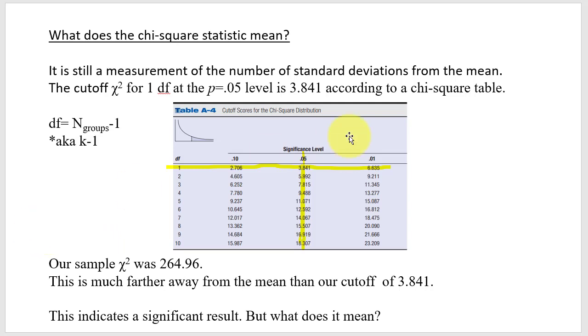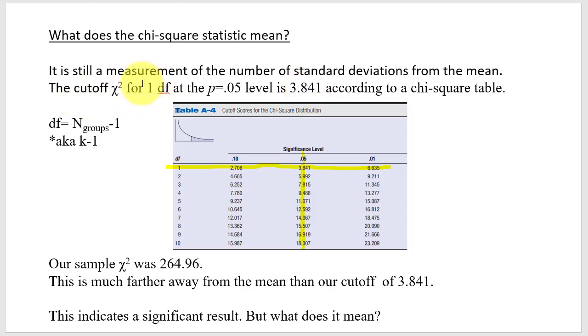So what does the chi-square statistic mean? Well, it's a measurement, again, of number of standard deviations from the mean. The cutoff chi-square, so the chi-square value that we will use as our cutoff value for 1 degree of freedom at the p equals 0.05 level, is only 3.841.